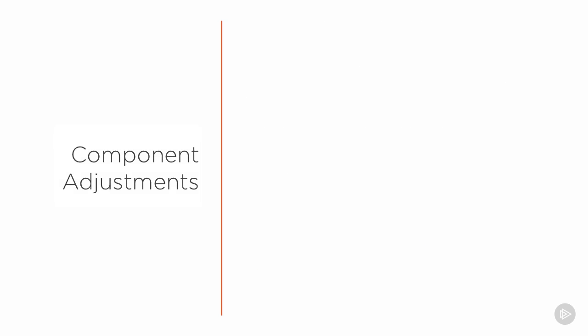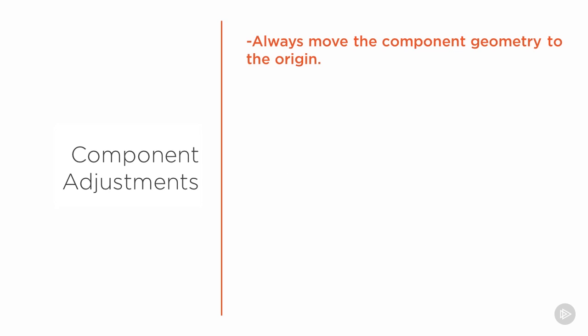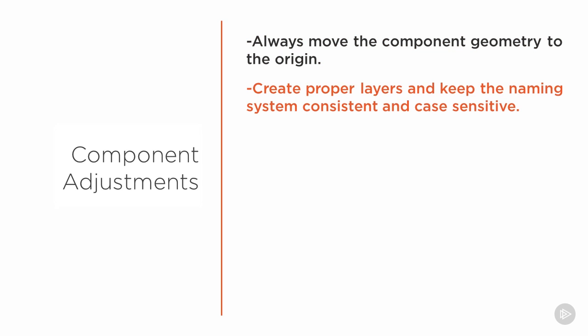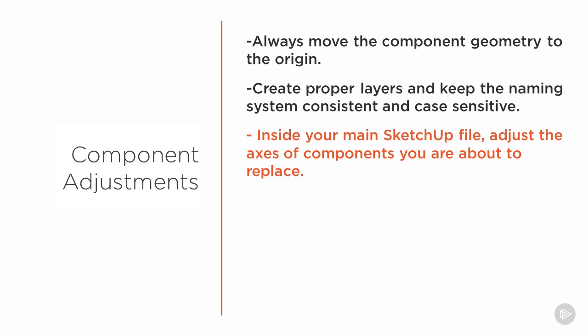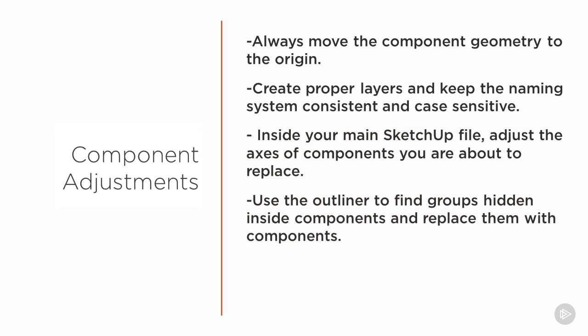So as far as component adjustments are concerned, for the components that you download from Google Warehouse, always move the component geometry to the origin, create proper layers, and keep the naming system consistent and case sensitive. Inside your main SketchUp file, adjust the axes of components you are about to replace so that the new geometry is placed exactly where the old geometry was. And use the outliner to find groups hidden inside components and replace them with components.